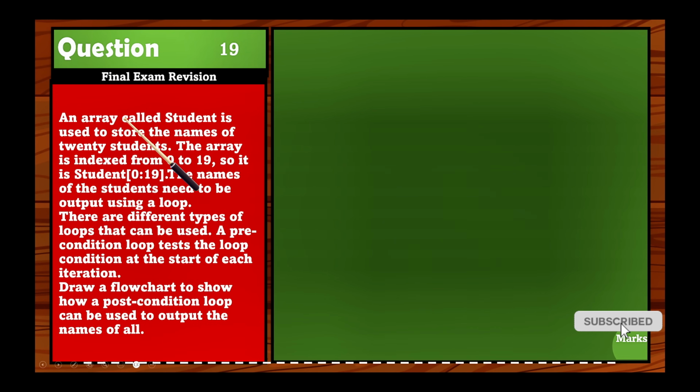Question number 19, the same question, but this time we have to draw a flowchart to show how a post-condition loop can be used to output the names of all. So this time we have to use the post-condition loop. The post-condition loop is called the repeat until loop, right? And the pre-condition loop is called the while loop. So let's see how we can draw a flowchart using the repeat until loop.